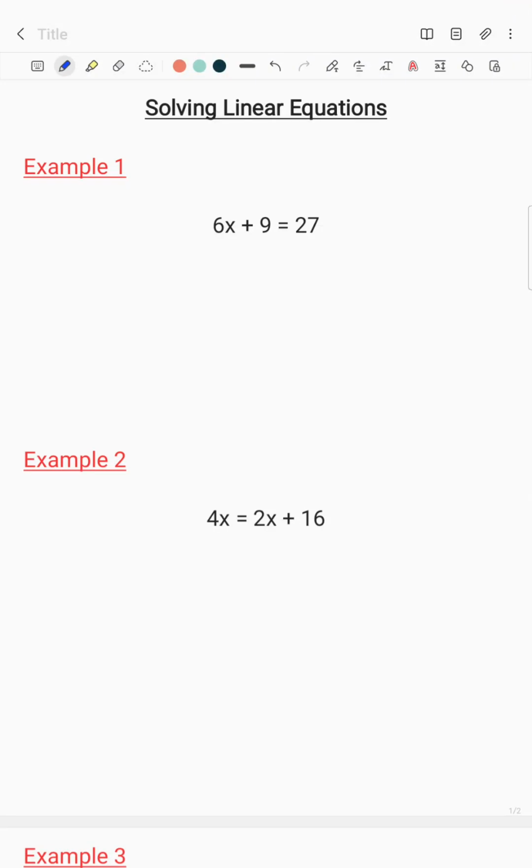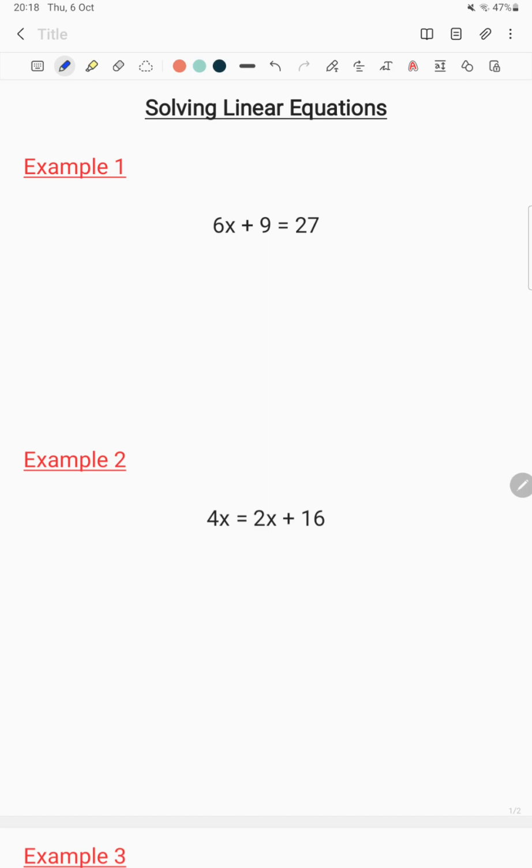So I'm going to do a few examples of solving linear equations, and hopefully this will help you do the questions that you have to do. So starting with example 1, I'm going to find the value for x of this equation: 6x plus 9 is equal to 27.